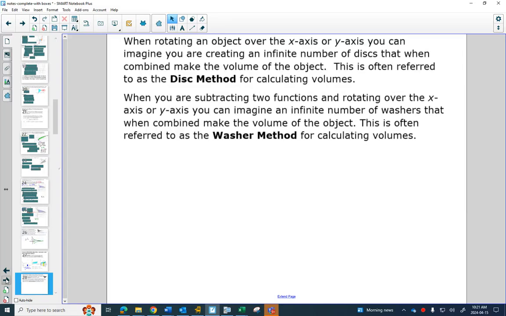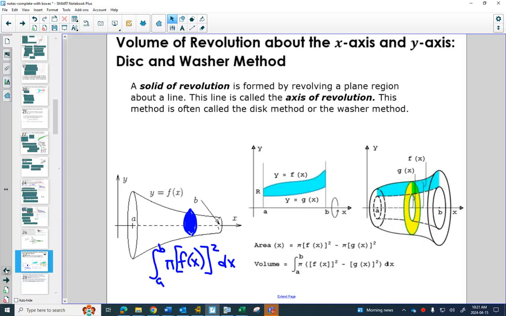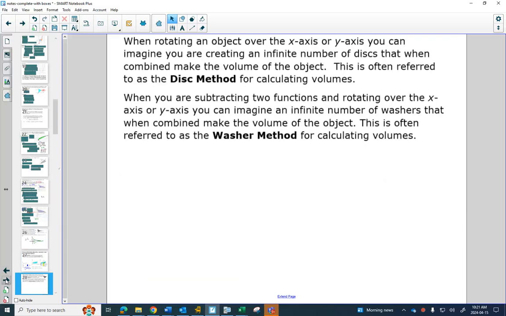This is called the disk method, and when we subtract two functions, as we see in the picture of the bell on the right-hand side, and rotate that, each cross-section makes a washer or a donut. And if you added up all of those washers, you would get the volume of that shape. And that's called the washer method. So what we're doing in the second part of this unit is seeing how we can use our areas under curves to turn them into volumes. And what happens when we rotate objects around the x-axis? What happens when we rotate around the y-axis? Or maybe you want to rotate around a different axis and see what that looks like.